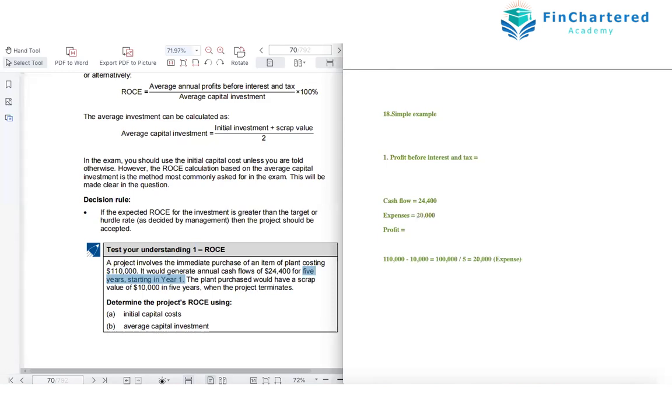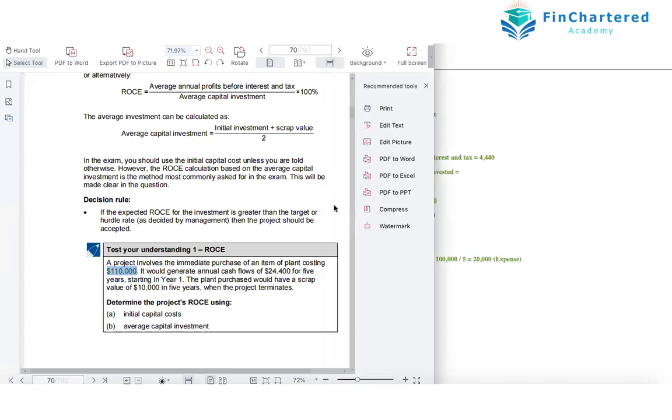So if the cash flow is 24,400, in which the expense is 20,000, the profit is 4,400. So we got the profit. That is the first ingredient that we needed, so I have put it there. The second ingredient you needed was the capital, the initial capital invested. How much did we invest in the machine initially? 110,000.